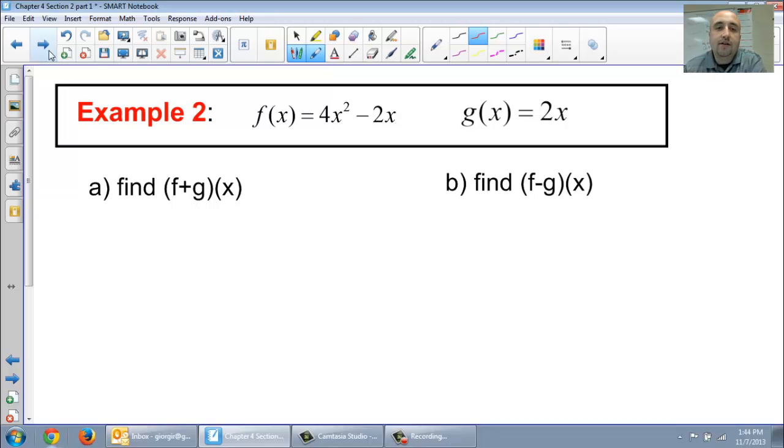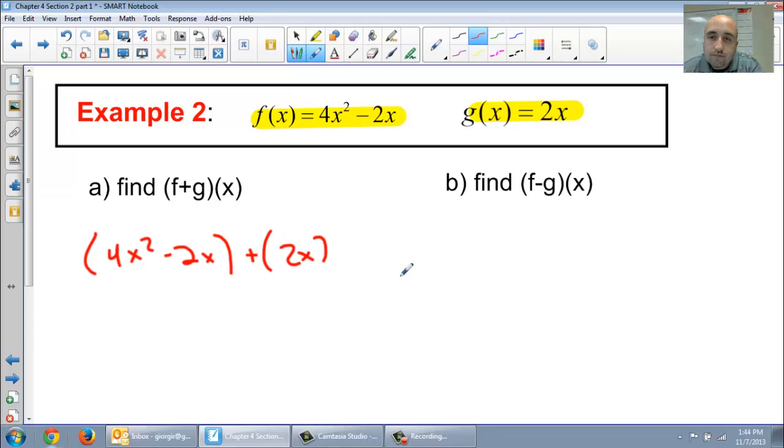Same exact thing, just two different functions. So my new functions are f of x equals 4x squared minus 2x and g of x equals 2x. So now the first one says let's add. So I have 4x squared minus 2x plus 2x. So let's add. 4x squared is my only x squared. Negative 2x plus 2x, those are opposites and they cancel. So I'm left with 4x squared.